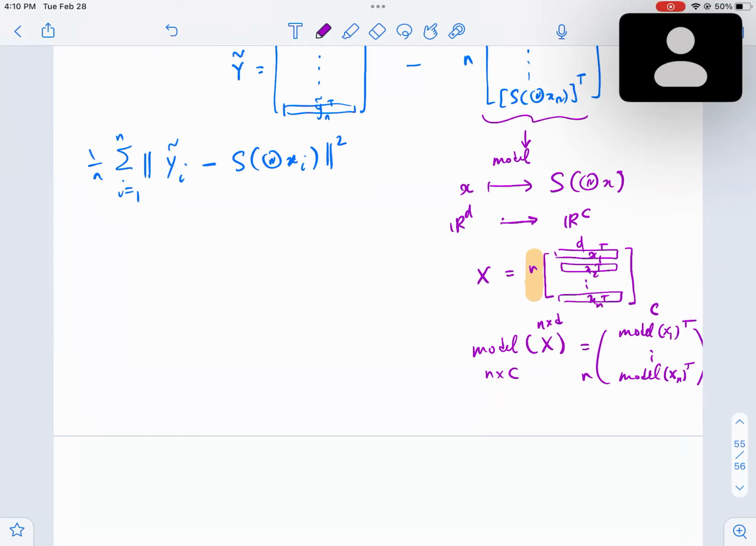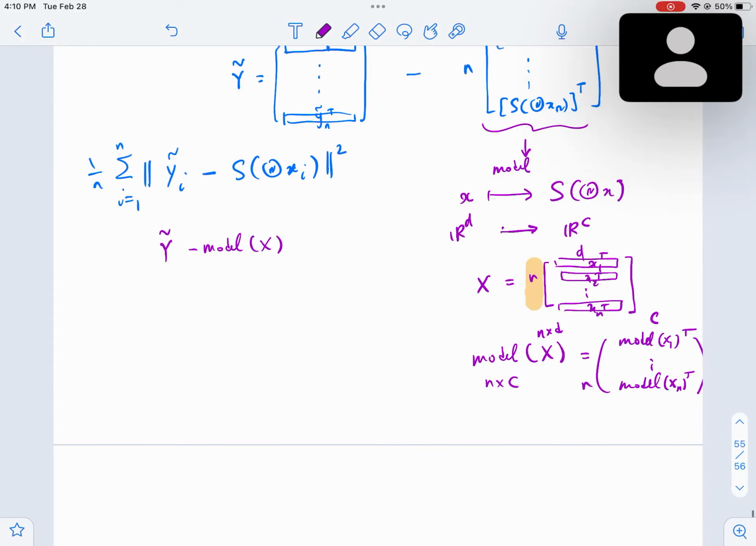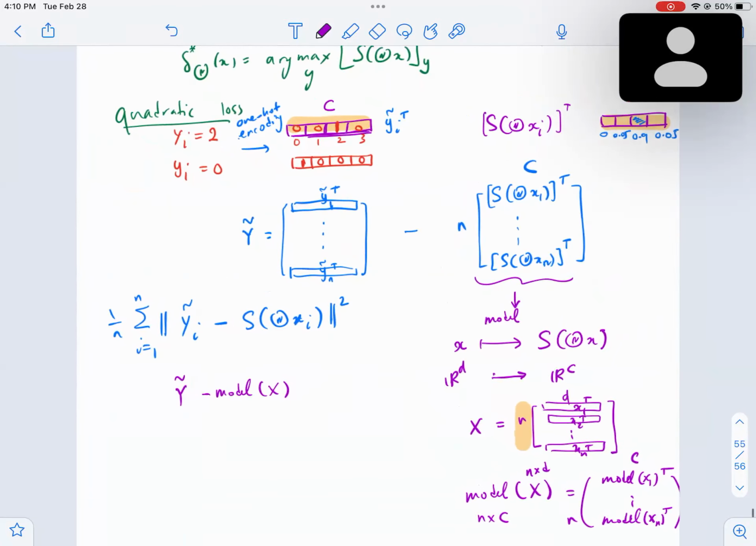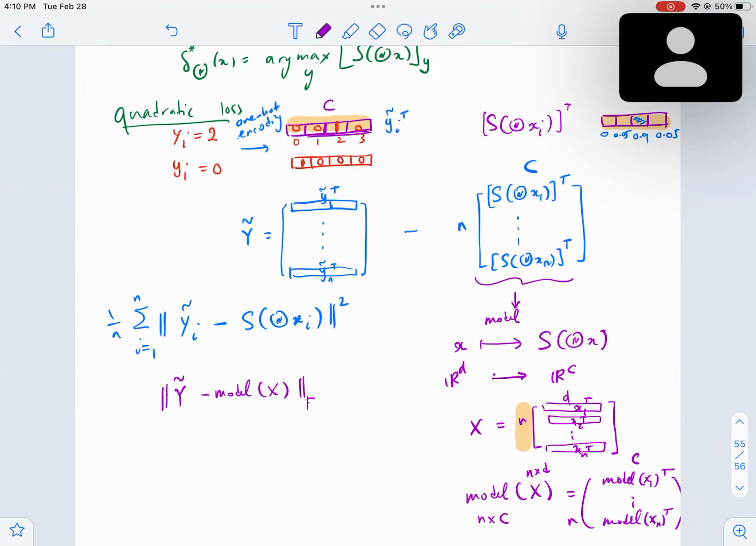Okay, so in this notation, this would be my y tilde minus model x. And when I subtract the two, I'm subtracting the matrices. You can verify that this is going to be the Frobenius norm if I want to write it. The Frobenius norm is just the L2, the coordinate-wise difference of the two, squared and summed across everything.